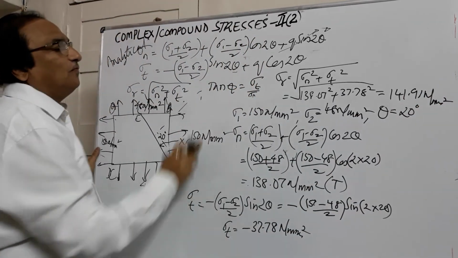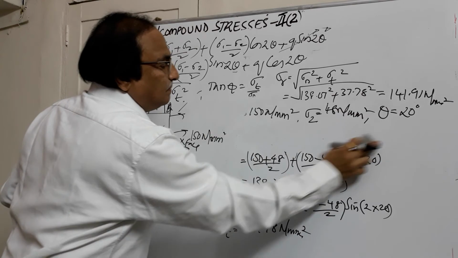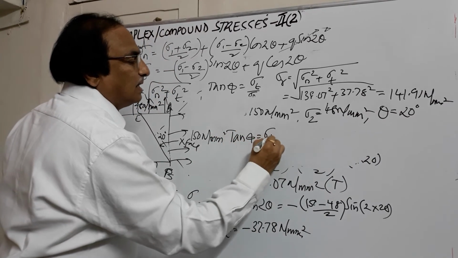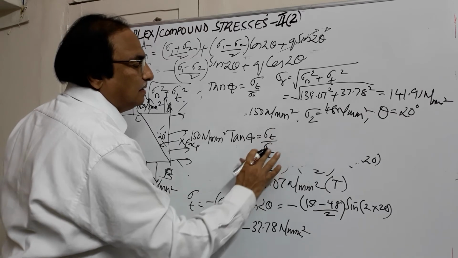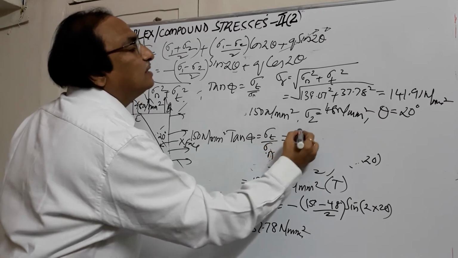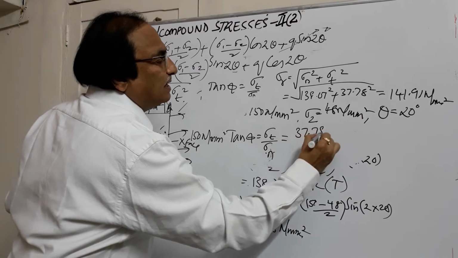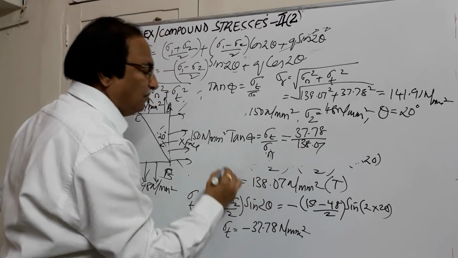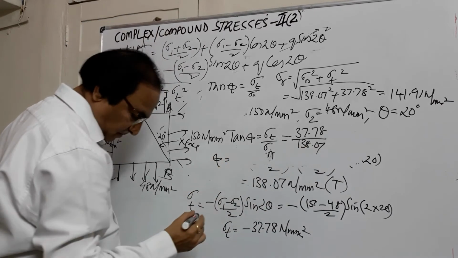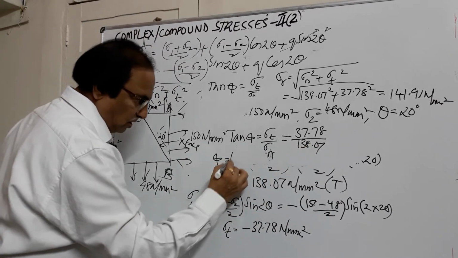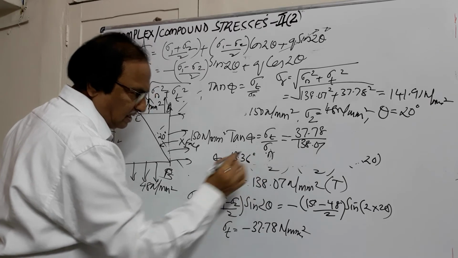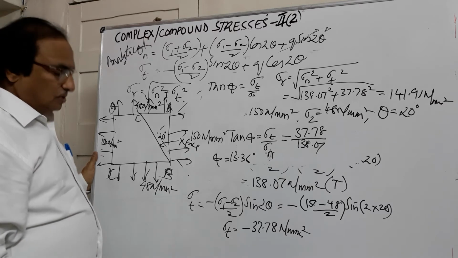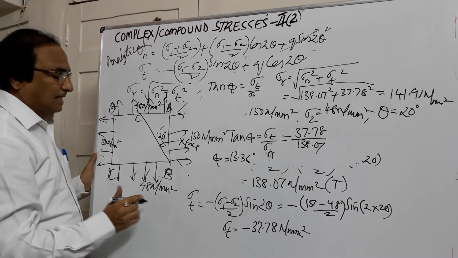And next, if you go for the angle of obliquity, tan phi is equal to sigma t by sigma n. We know sigma t is equal to 37.78 and sigma n is equal to 138.07. If you simplify for phi, you get the value of phi as 13.36 degrees. So knowing these values, you can show what are the stresses acting on the plane BE.